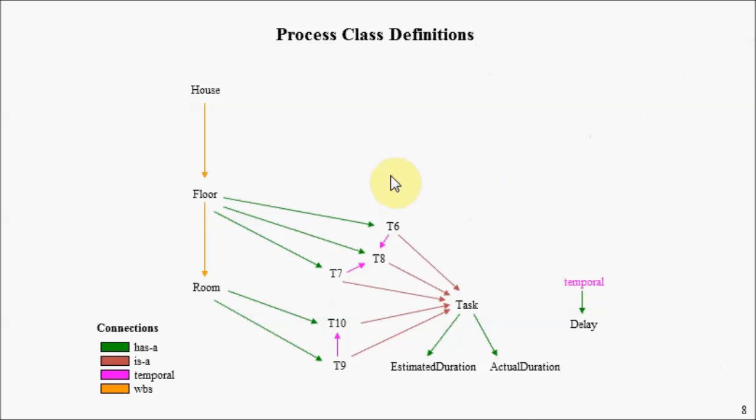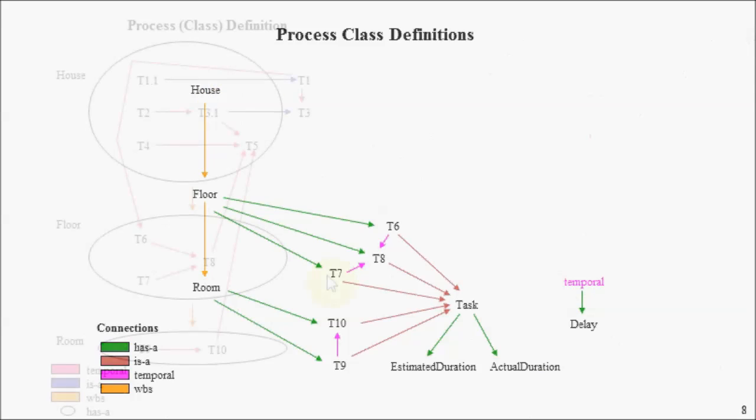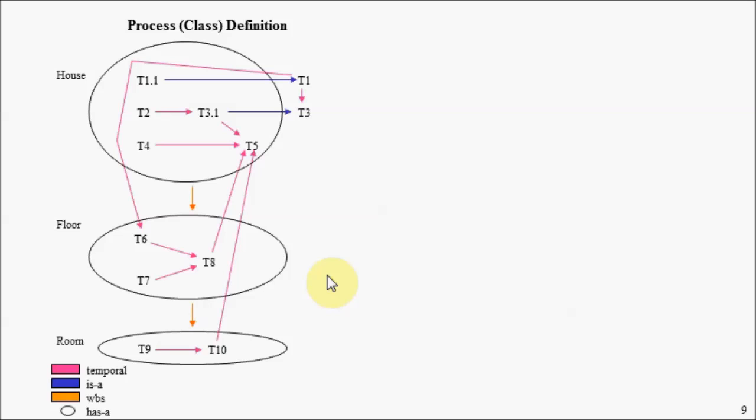So we will do something similar with defining a floor, and continuing we will do something similar with defining the tasks associated with this entity called a house. Okay, let's now look at our finished process definition here. In the last slide, you saw we were putting together a definition of a room, which had tasks T9 and T10, and the temporal relationship between them. So here's our floor definition, and here's our definition for our higher level entity called a house.